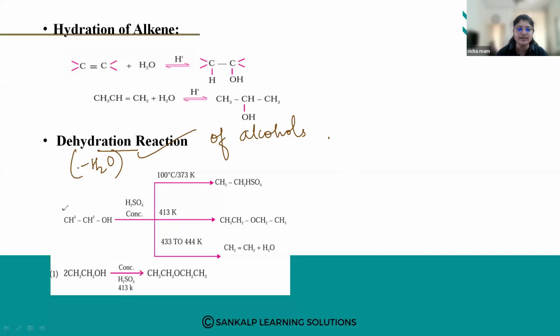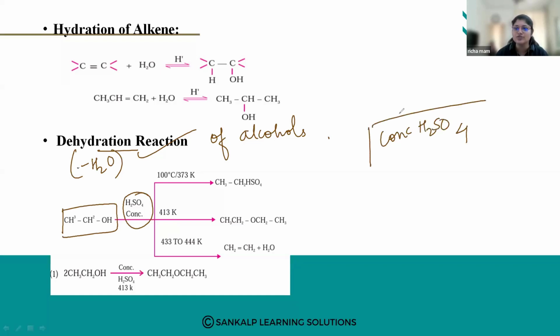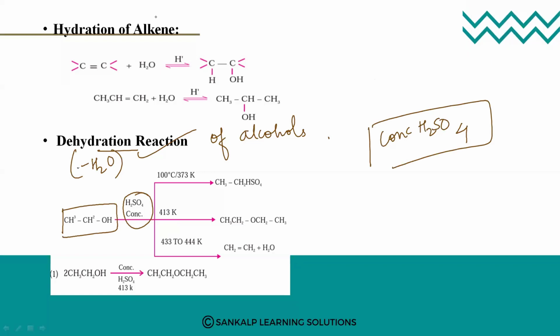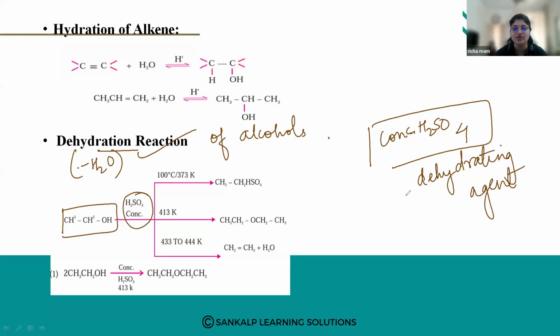So how does this dehydration take place? So this is your alcohol. What we are doing is in the presence of acid. So whenever you have concentrated acid, suppose we have concentrated H2SO4, this concentrated H2SO4 acts as what? It acts as a dehydrating agent. So remember, concentrated acid, that is your H2SO4, is acting as a dehydrating agent.